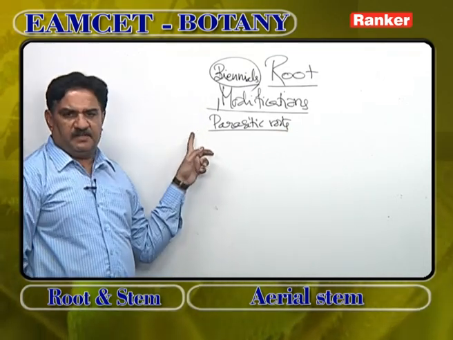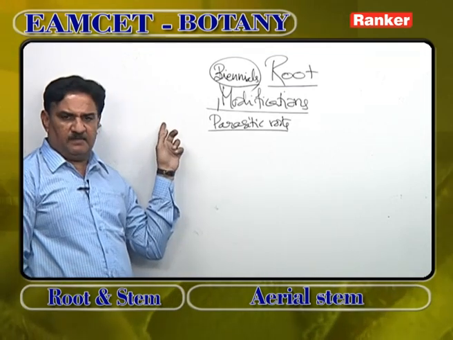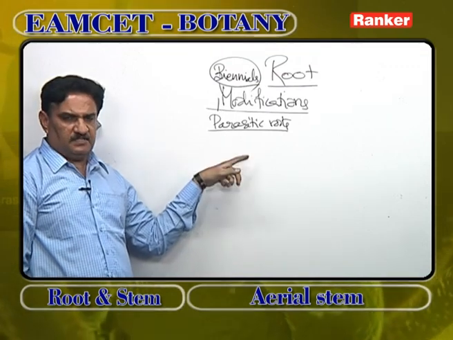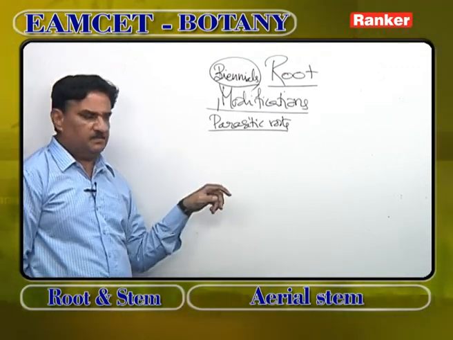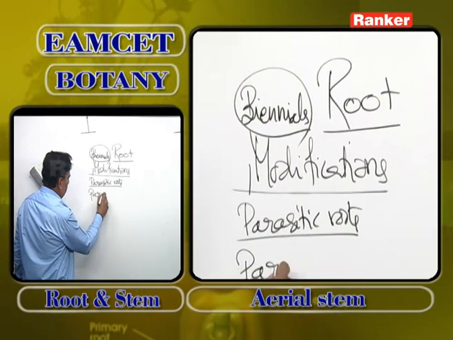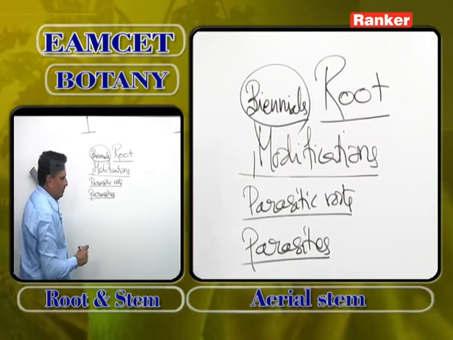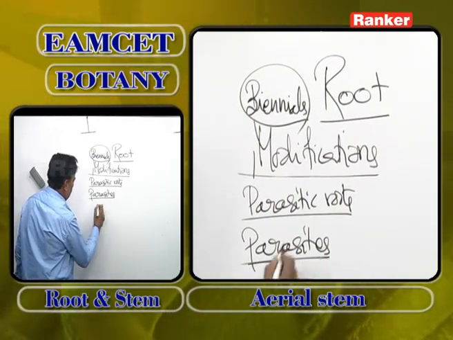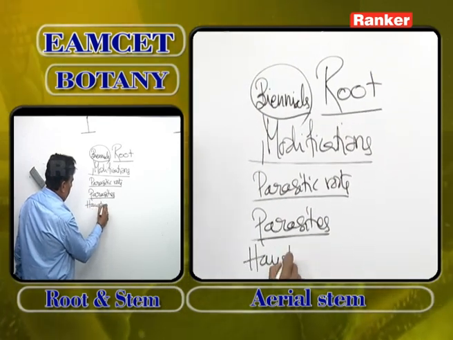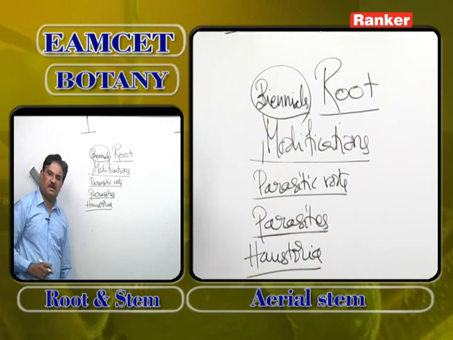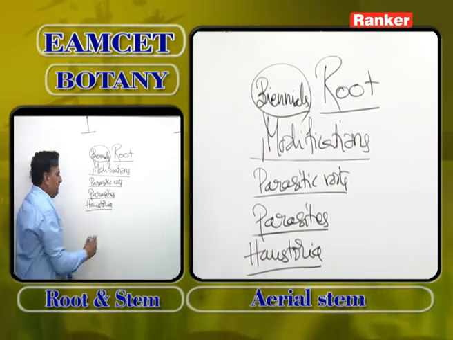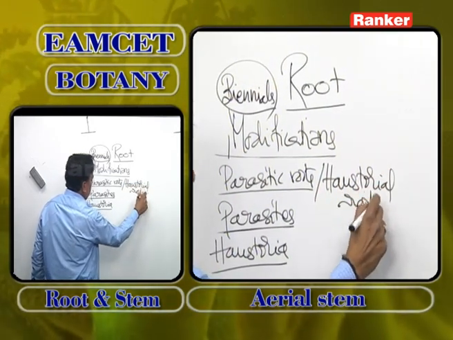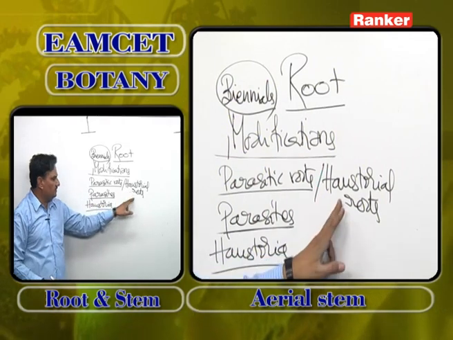Previously, I told about epiphytic roots. The plants which depend on other plants only for mechanical support are called epiphytic plants. The plants which grow on other plants completely for food, for shelter, for support, everything are called parasitic plants. The roots present in the parasitic plants are called parasitic roots. These parasitic roots develop a special structure called haustoria. That's why parasitic roots are also called haustorial roots.